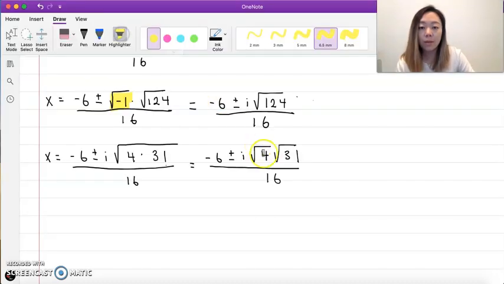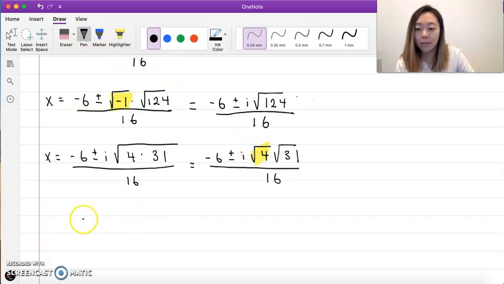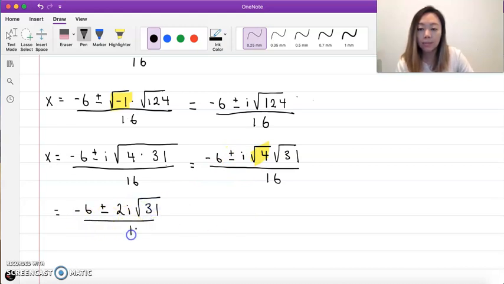And now, because this is a perfect square right here, we can go ahead and simplify that. So then what you get is negative 6 plus or minus the square root of 4, which is 2. So we can say 2, keep the I, 2I square root of 31 all over 16.